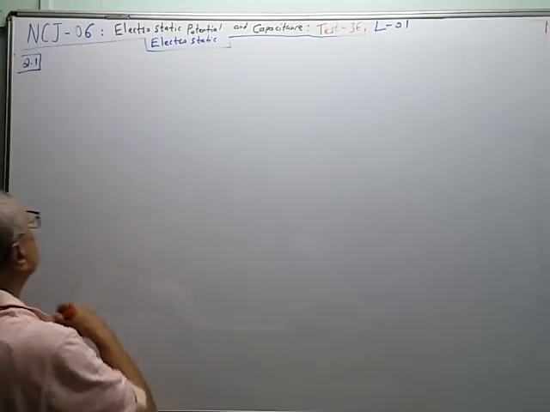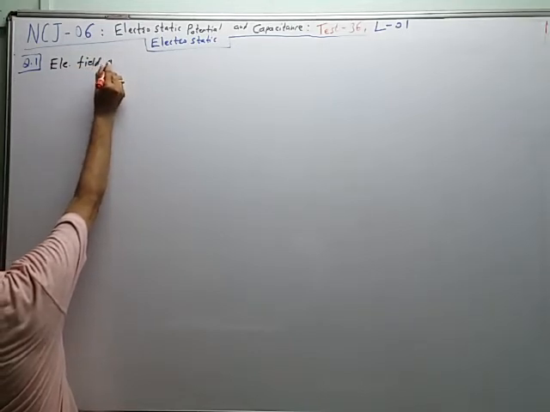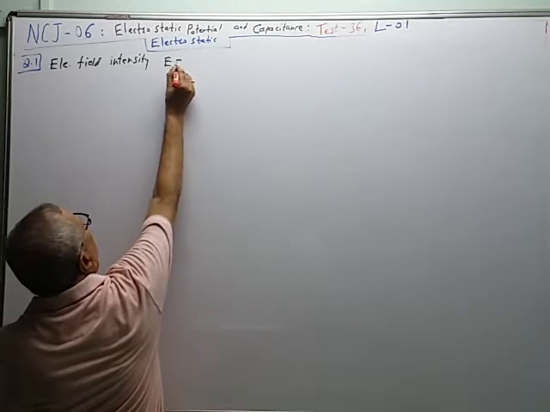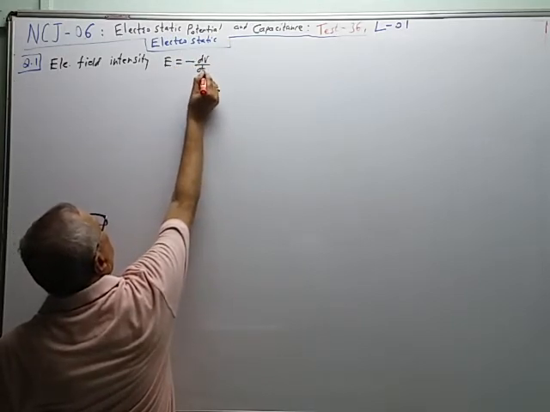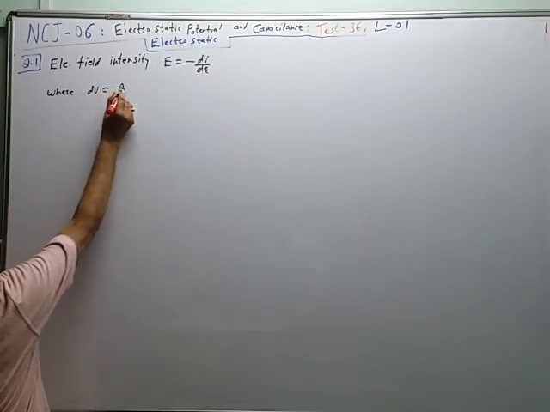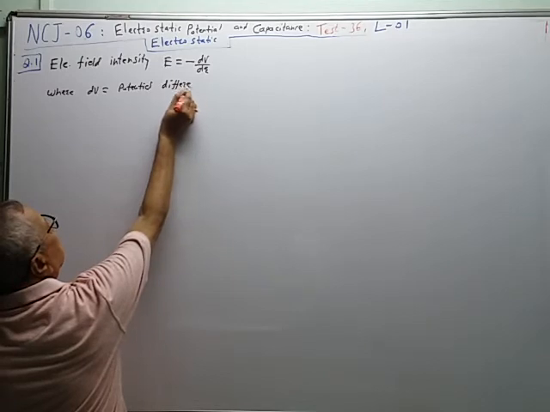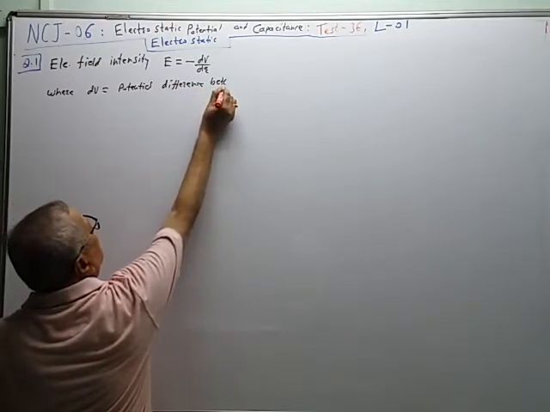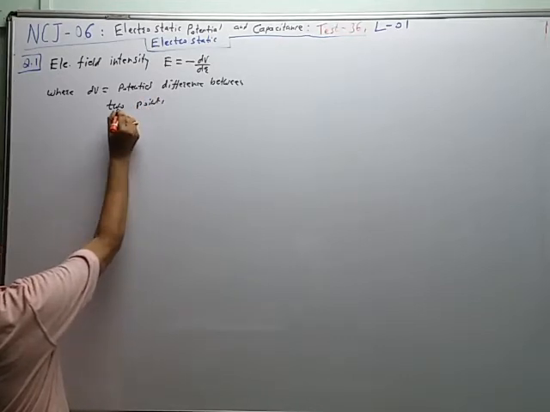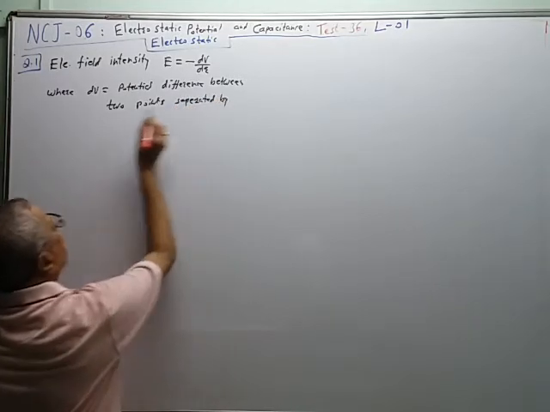Electric field is given by electric field intensity E is equal to minus dV by dr, where dV is equal to potential difference between 2 points separated by distance dr.